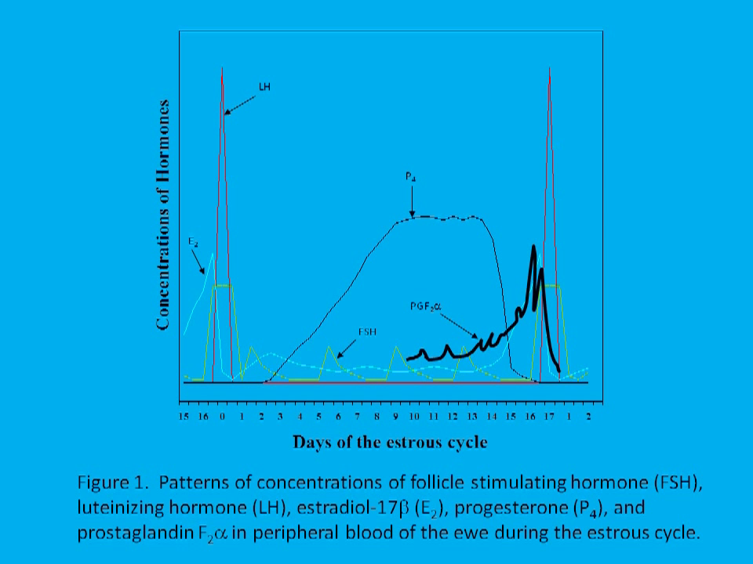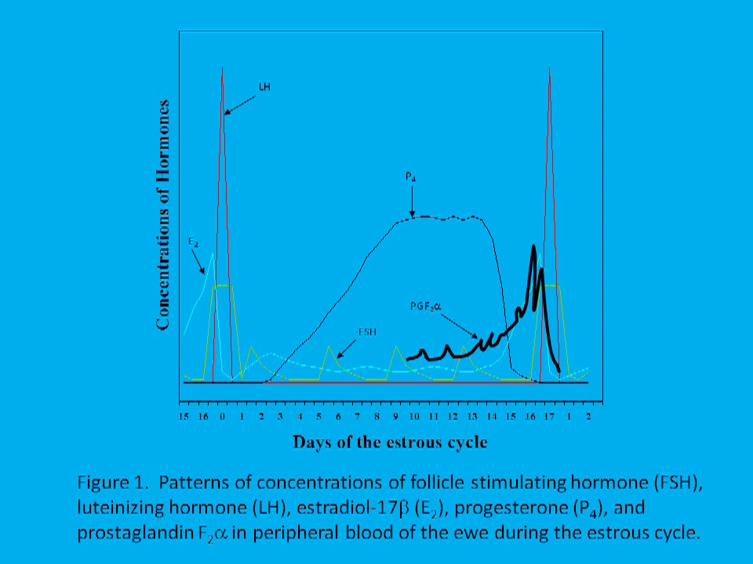If we look at this diagram, we see that I've drawn in it the patterns of concentrations of several hormones that are involved in that cycle. And progesterone is this pattern in blue. And we have a 16 or 17 day cycle typically in the sheep, whereas it would be 21 days in a cow or a goat.